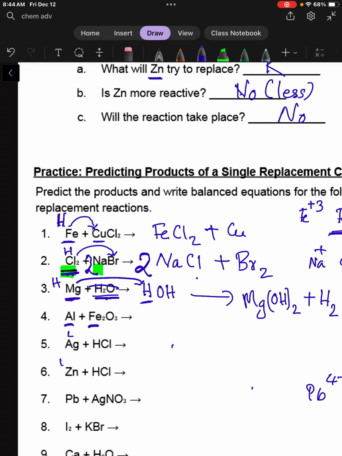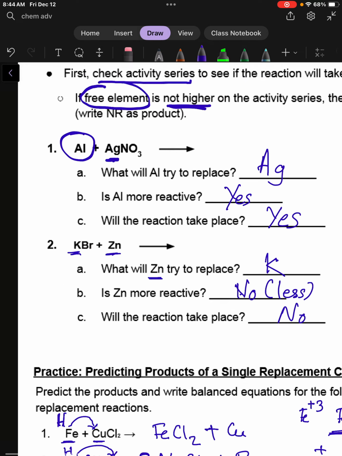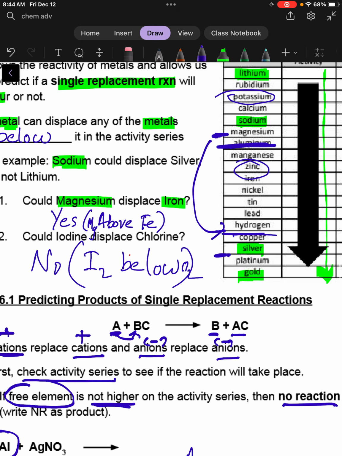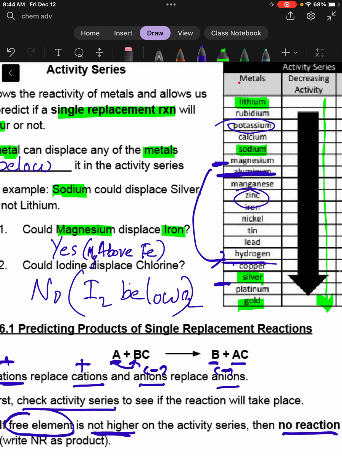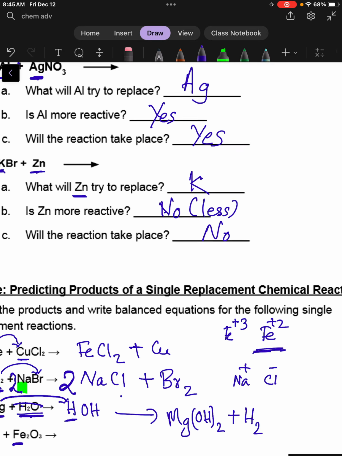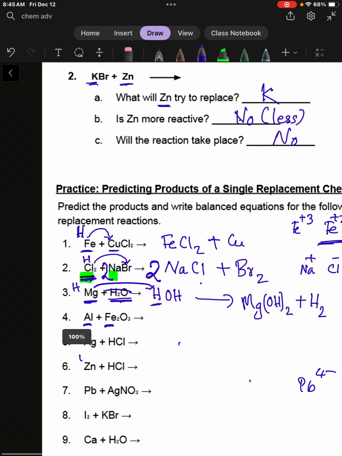Aluminum and iron. Look at the series and see aluminum is higher. Aluminum's higher. Yes, iron is below. So we are going to.